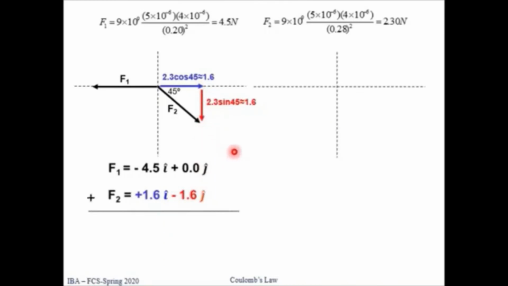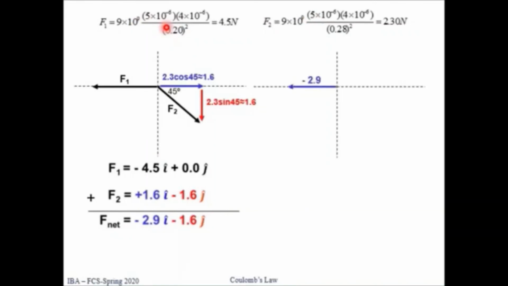And now we need to add both vectors. So the net vector is equal to minus 2.9 i cap and minus 1.6 j cap. So this is the resultant of these two vectors F1 and F2.